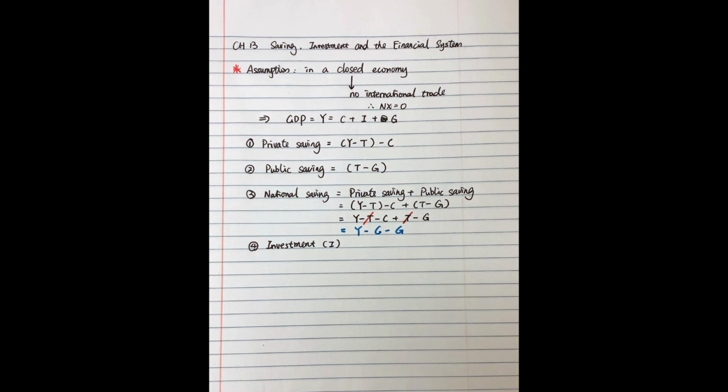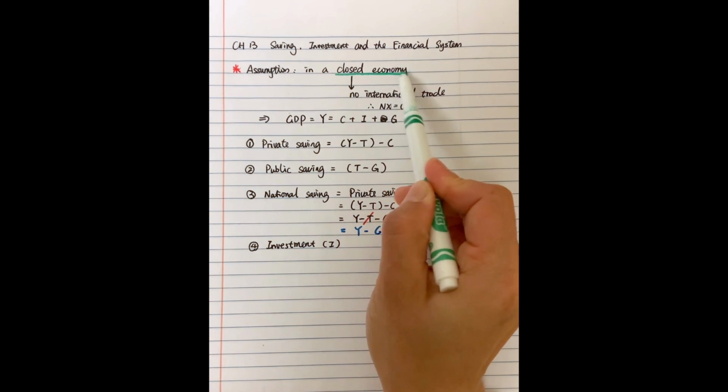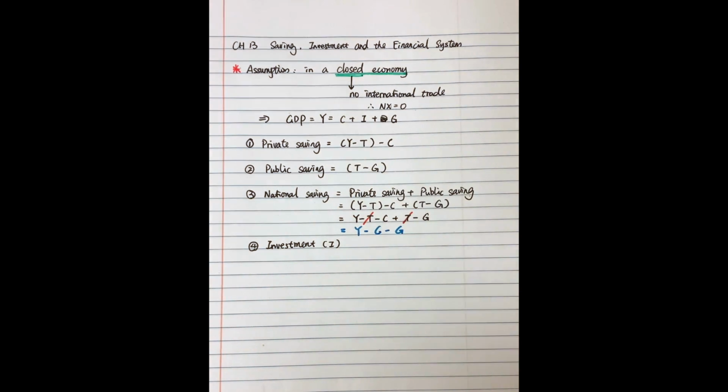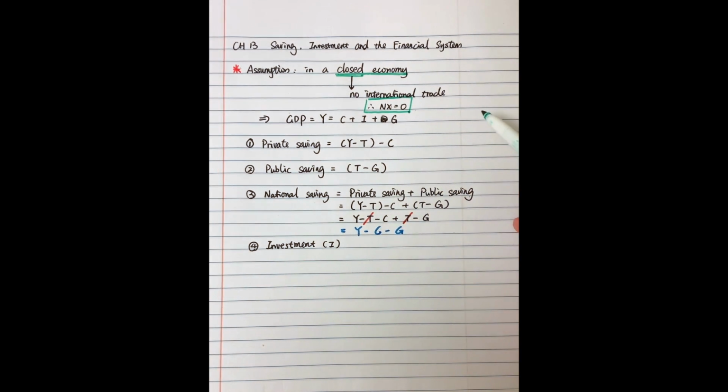But there is a very important assumption. We assume all the economic activities happened in a closed economy, okay? So this is very important. Closed economy means there is no international trade. Therefore, we have the net exports. These components were equal to zero because there are no imports, no exports. Therefore, the net exports were equal to zero.